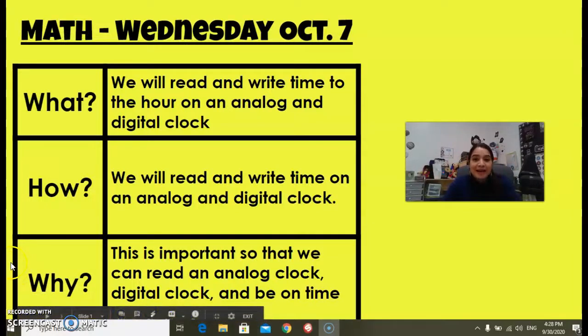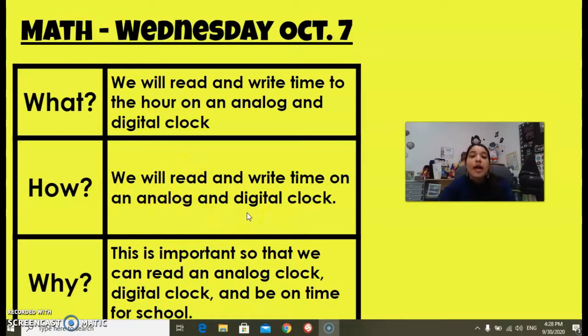Welcome back to math. Today we will read and write time to the hour on an analog and digital clock. For our assignment, we will read and write time on an analog and digital clock. This is important so that we can read an analog clock, digital clock, and be on time for school. So we discussed how it's important for you to read a clock so you can be on time for school every day, right? Yes. Let's go ahead and start with some vocabulary.